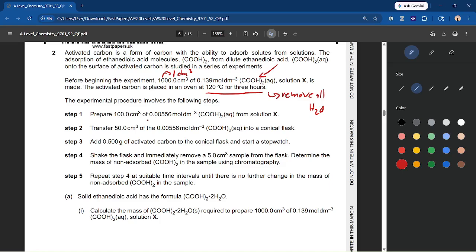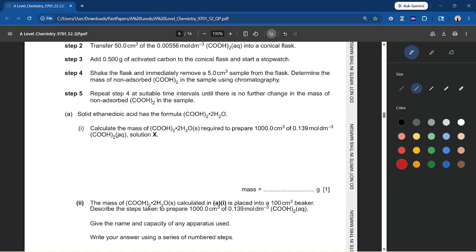Prepare a 100 cm³ of 0.0056 mole per dm³ solution from solution X. Transfer 50 cm³ of that into a conical flask. Add 0.5 grams of activated carbon to the conical flask and start a stopwatch. Shake the flask and immediately remove a 5 cm³ sample from the flask. Determine the mass of non-adsorbed (COOH)2 in the sample using chromatography. Repeat step 4 at suitable time intervals until there's no further change in the mass of non-adsorbed (COOH)2 in the sample. Solid ethanedioic acid has the formula (COOH)2 · 2H2O.